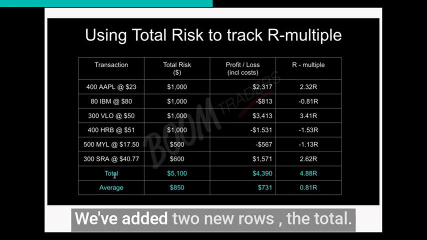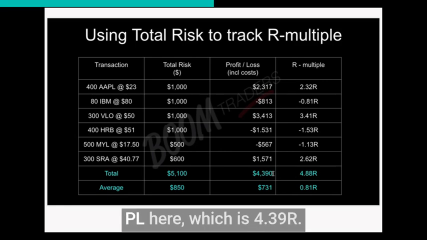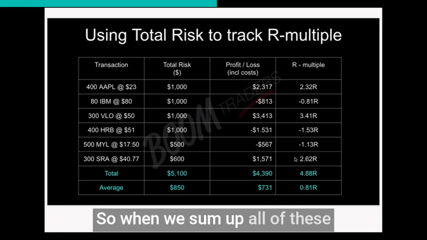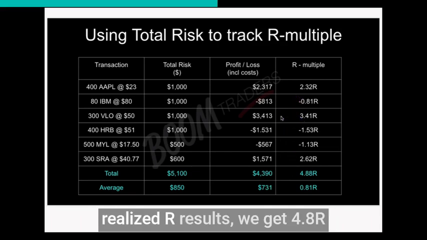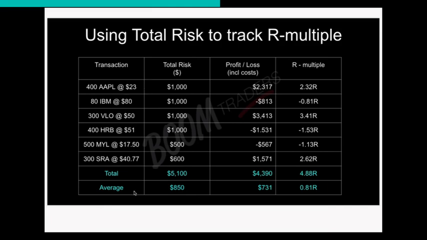On the bottom, we've added two new rows, the totals. So we look at the total P&L here, which is 4.39 R. And we also look at the total R multiple. So when we sum up all of these realized R results, we get 4.8 R total profit for these 6 trades.